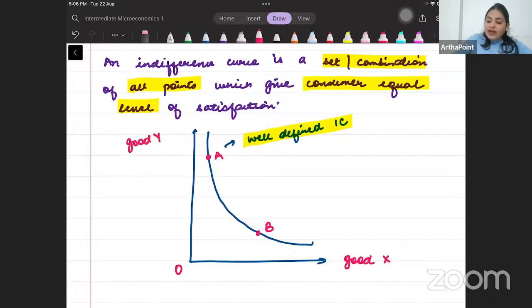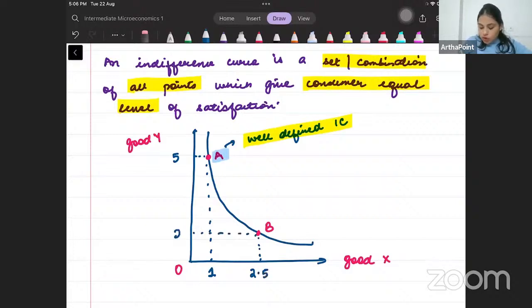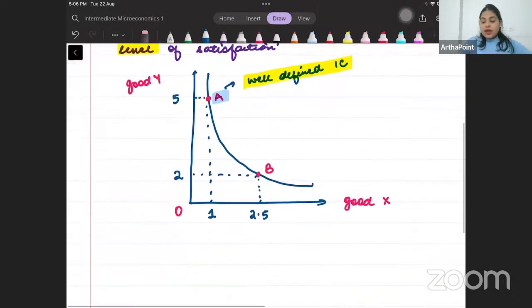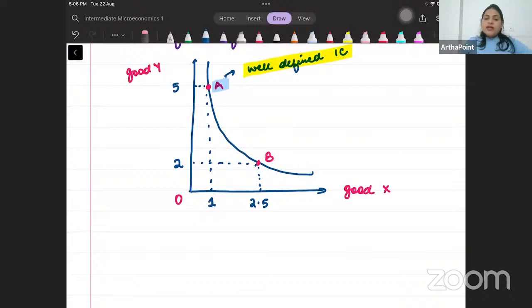So beta, point A will have this much amount of X. Let's say it has 1 unit of X and 5 units of Y. Let's say point B has 2.5 units of X and 2 units of Y. Now, I explained to you that we can always represent satisfaction by something known as a utility function.